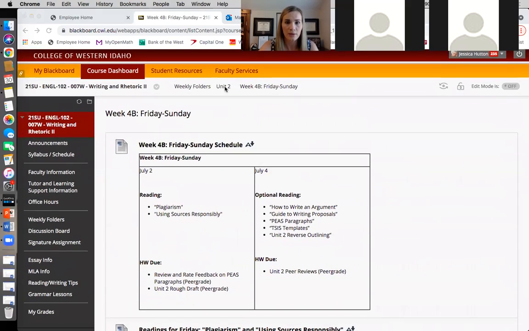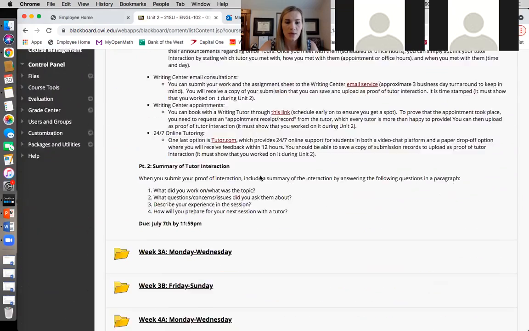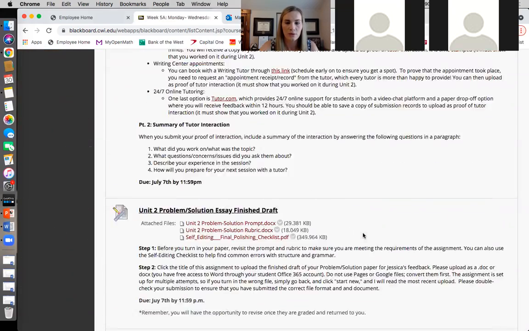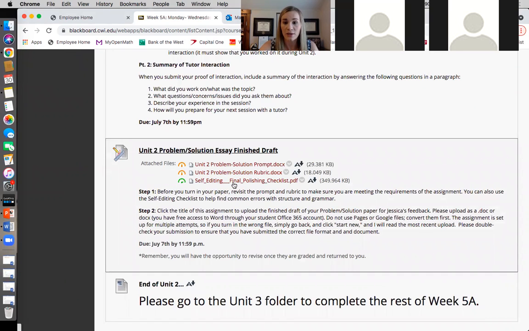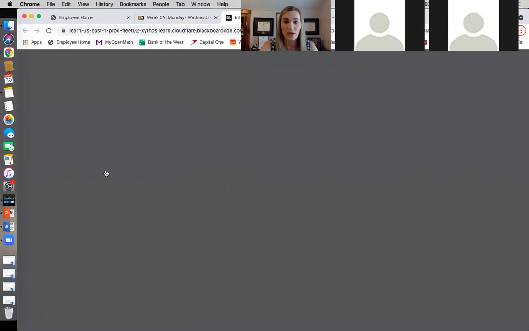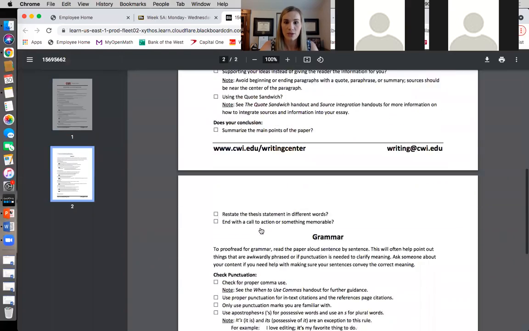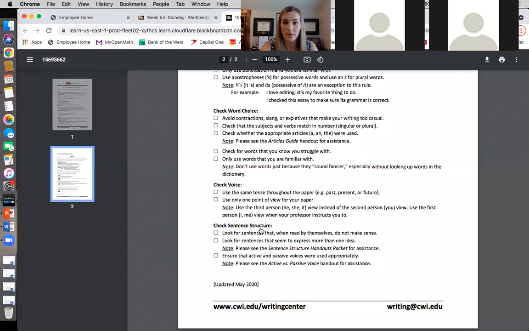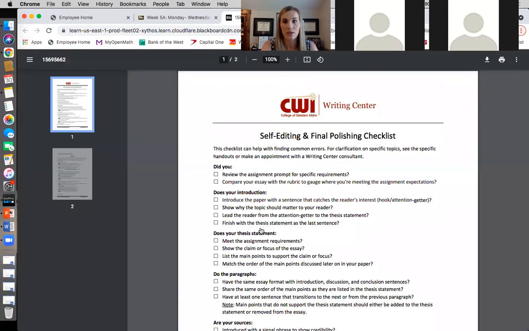So if we go back, because our paper is going to be due next week, if we go to 5A, there's also this awesome self-editing checklist provided by the Writing Center that you can go through to make sure that you are fixing a lot of common errors that are seen in papers. And of course, you can always use a tutor interaction to review your draft before turning it in. And again, once you turn those in, I will grade them, return them, and you'll have the opportunity to revise with my feedback. Any questions?